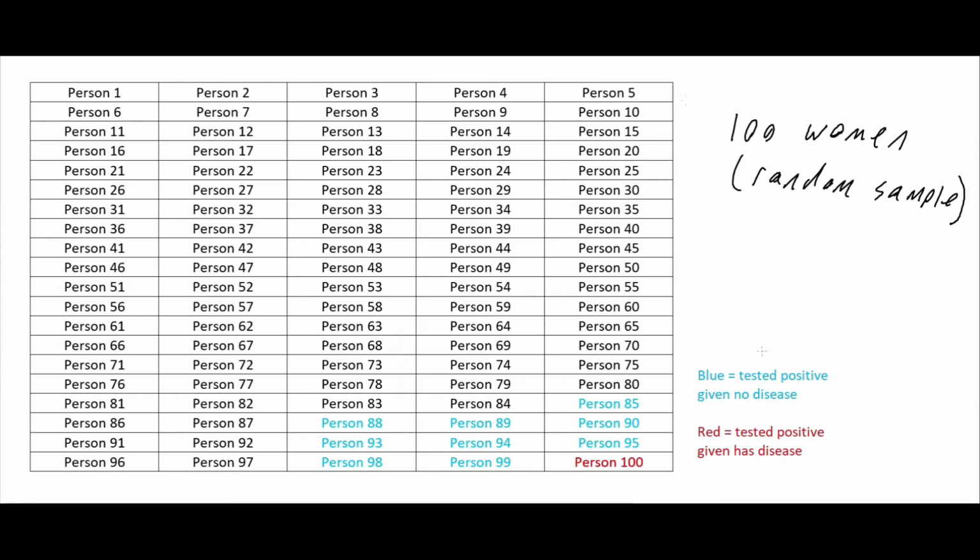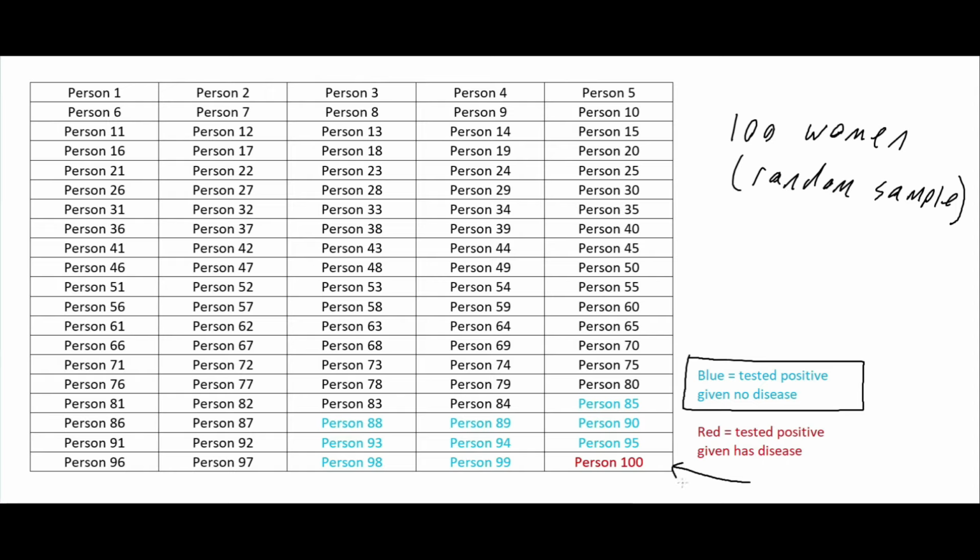And that is the people in blue down here. So that is the false positives. And we see that the person in red, and in this case we could assume no false negatives, is tested positive and has the disease. This is one person out of 100, so that's 1% of the population.